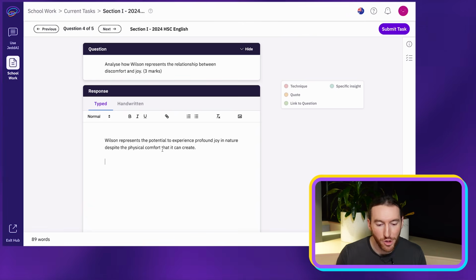All right, so I've got one topic sentence here that I think works well. So Wilson represents, I'm just using the words of the question, analyze how Wilson represents. Wilson represents the potential, I like that, potential to the power of, the capacity for.